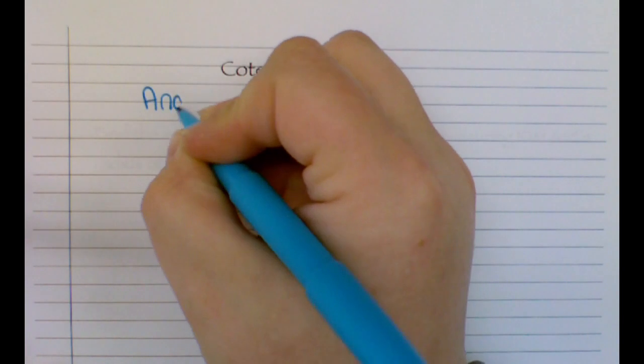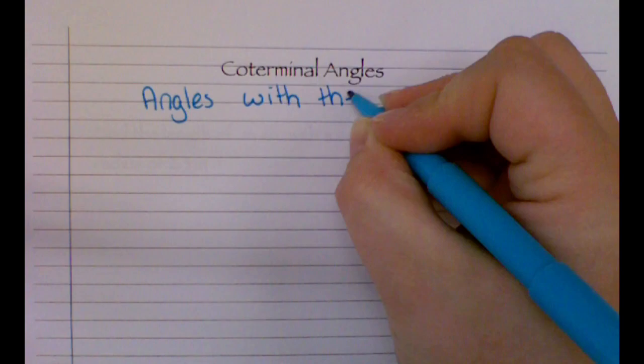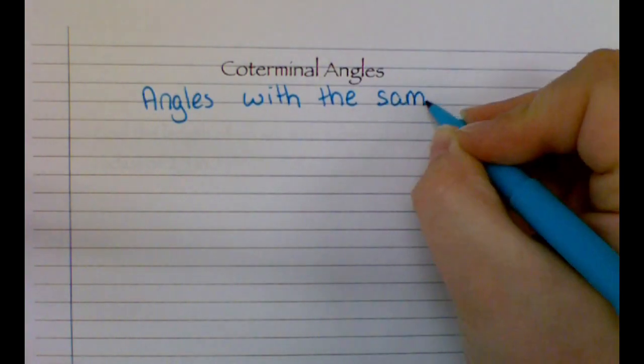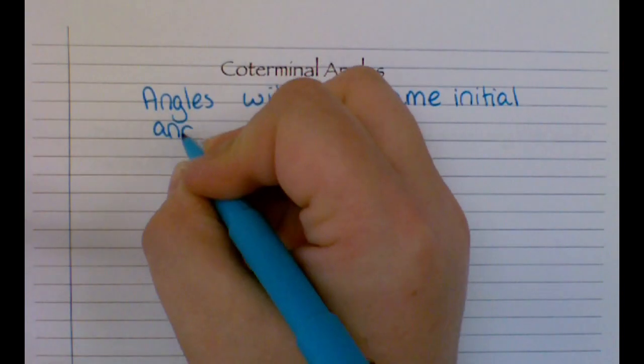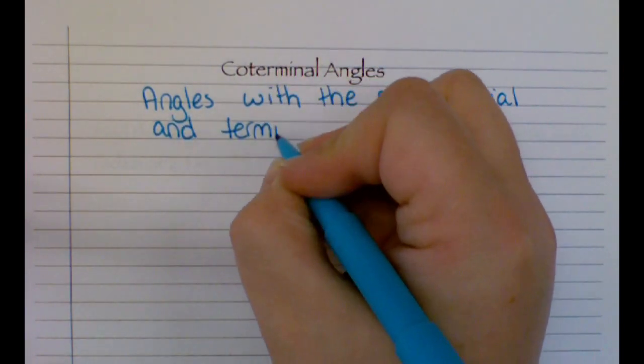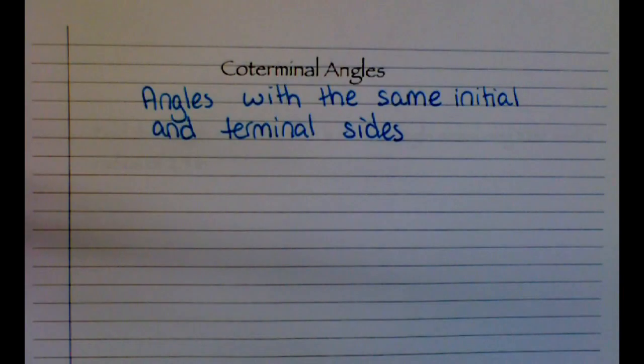Next up is coterminal angles. First, we're going to have a definition of coterminal angles. These are angles with the same initial and terminal sides. Remember that these start and end in the same place. They just might go different directions or different numbers of times around the full circle.